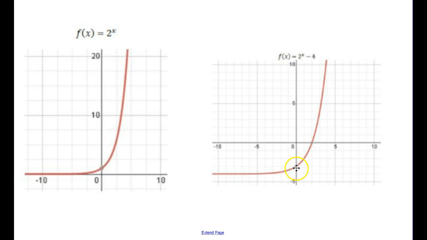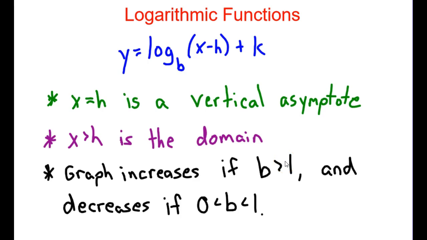If we look, (0, -3) is a point. The third and final function to discuss is a logarithmic function. Logarithms and exponentials are inverses of each other. Our base form is y = log base b of the quantity (x - h) + k.